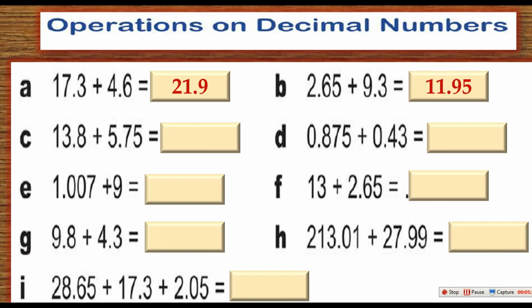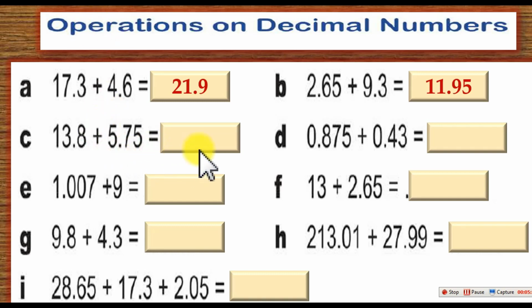13 and 8 tenths plus 5 and 75 hundredths. We must have equal parts. So we will put 0 to the right of 8.